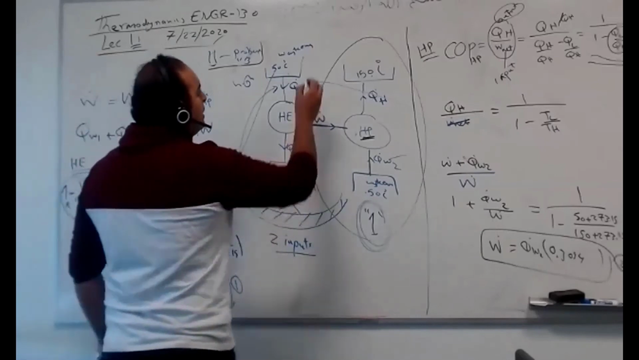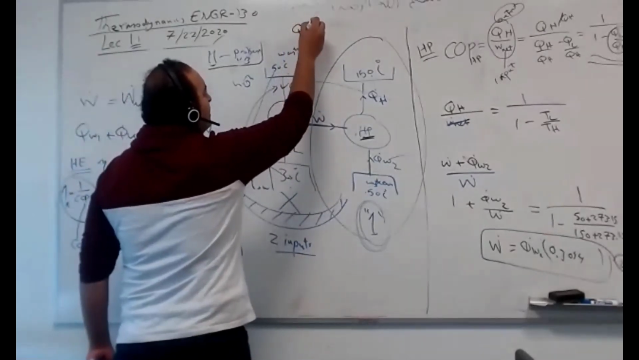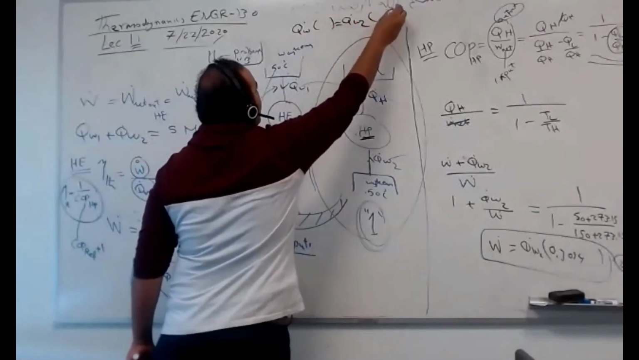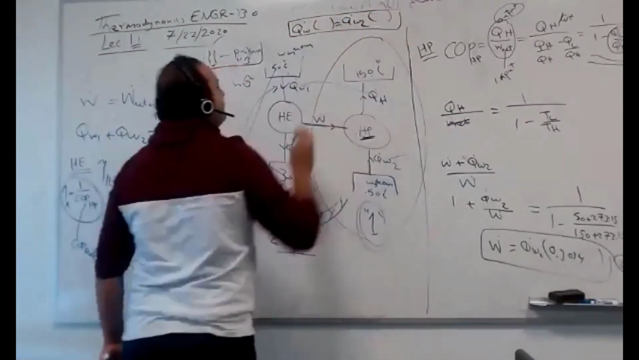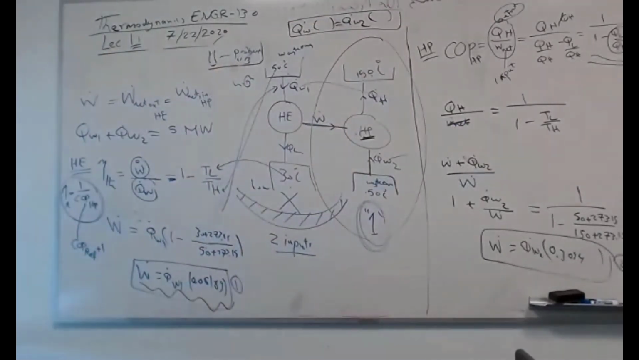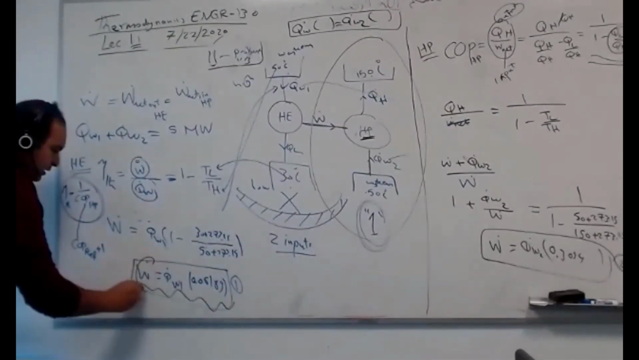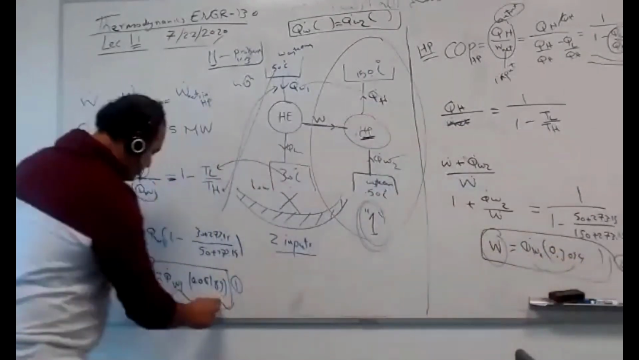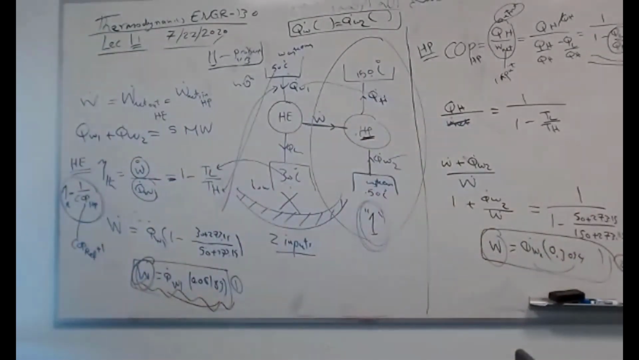You can say Q W1 times something equals Q W2 times something. Correct? Correct, guys? This work is the same as this work. So this equals this. That's it. Right hand side equals right hand side. Any questions?